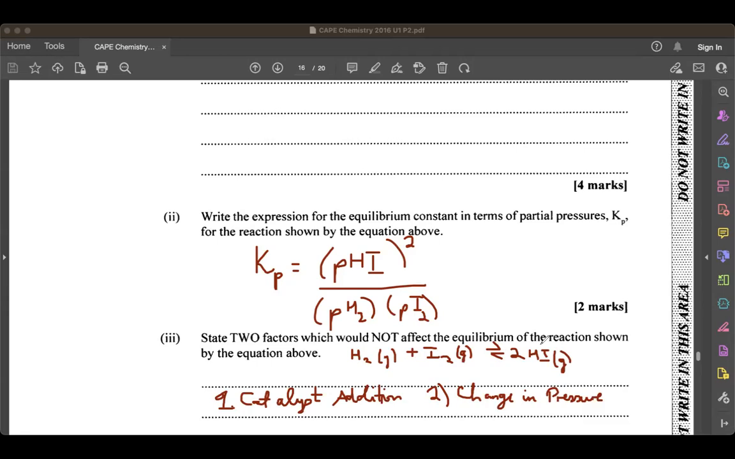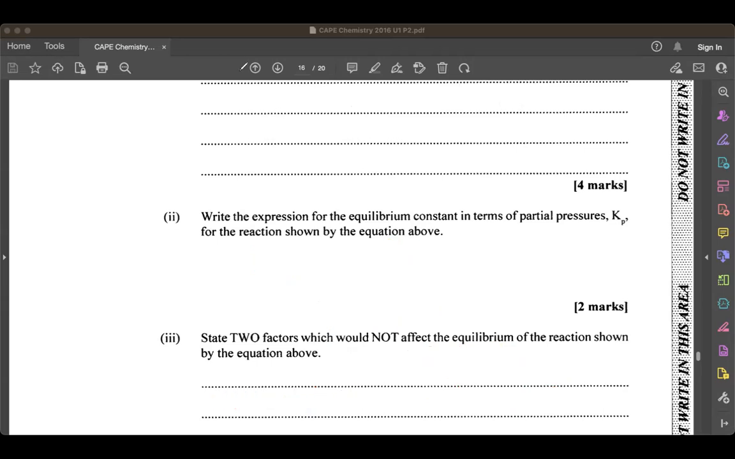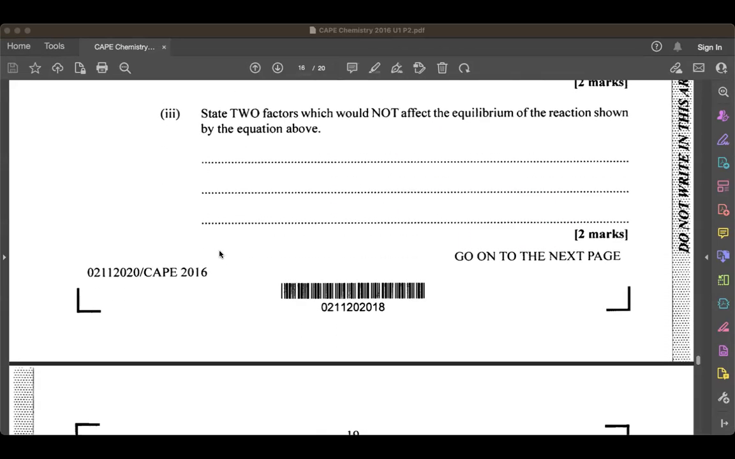And so, as a result, with an equal number of molecules on both sides of the equation, changing the pressure is not going to affect the equilibrium one way or another, because both sides would be favored equally. Okay? So the addition of a catalyst or a change in pressure is not going to affect the equilibrium of this reaction. So those are our 2 factors. So let's clear that and then go down.